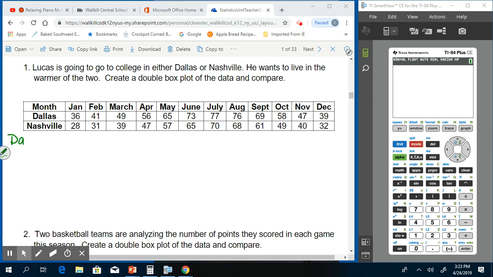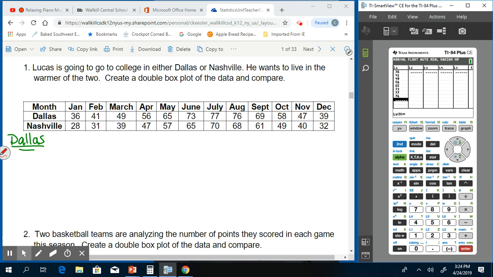So for Dallas, we're going to enter our numbers and pull it up on our calculator by going to Stat and Edit and our L1. We're going to clear list 1 if you already have data in there from yesterday by going up to L1, hitting clear, and pressing enter. And then entering the Dallas temperatures. So we have 36, enter, 41, enter, 49, enter, 56, 65. Oh, and I misnumbered my 65. 73, 77. When you're doing this, it's really important that you don't mess up a number or miss a number.